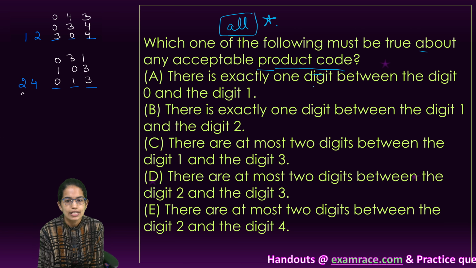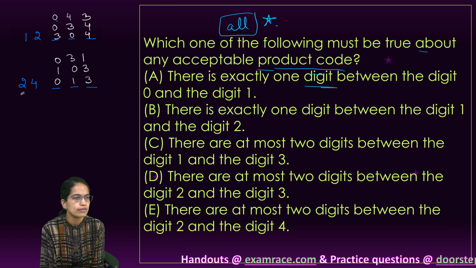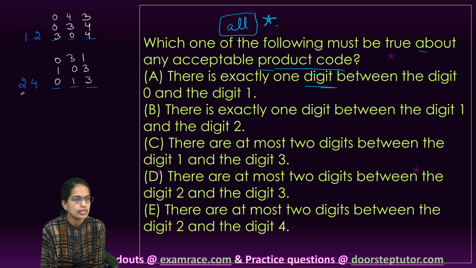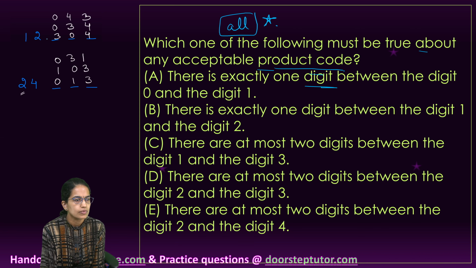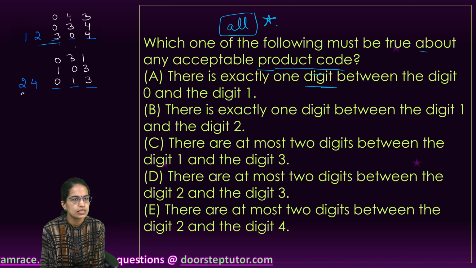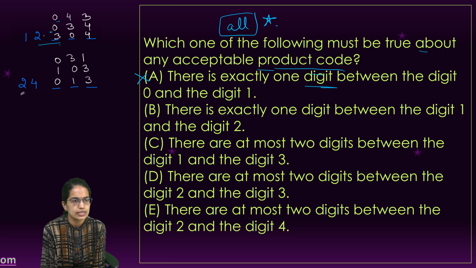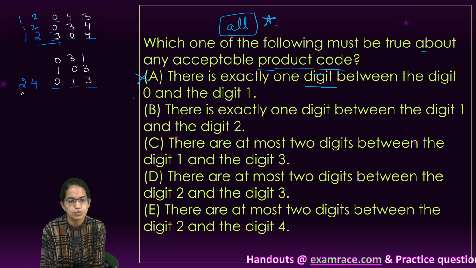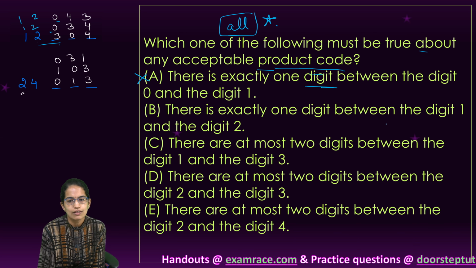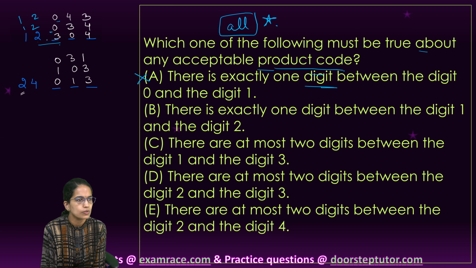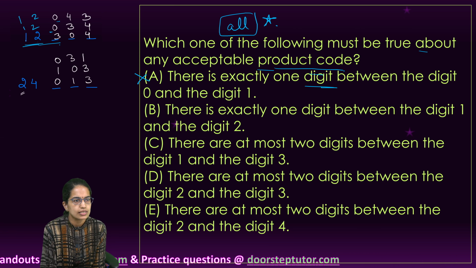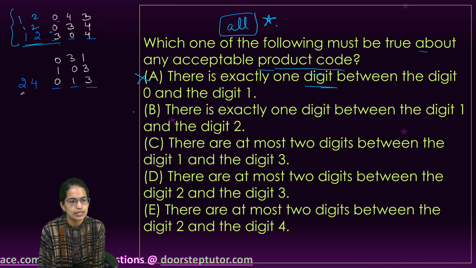There is exactly one digit between 0 and 1. So between 0 and 1 there is one digit here. Okay, but here there are two digits. So this becomes incorrect. In the second case there is one digit, that is 1 2 1 2. Okay, but in the third case there are two digits between that. There is exactly one digit between digit 1 and 2. So exactly 1, it's incorrect in all the three cases here.